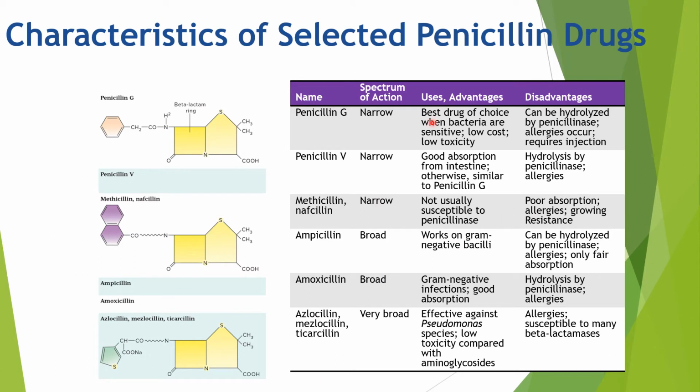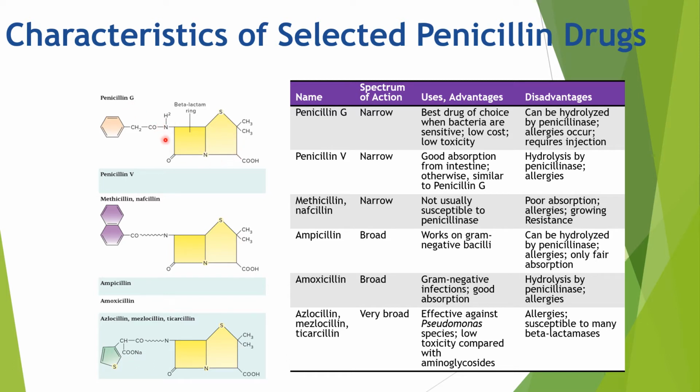So this table right here shows you a list of the penicillin antibiotics. Penicillin G and V, those were the natural antibiotics that they extracted from the Penicillium fungus. So they tend to refer to them as the first generation. And you can take a look at the penicillin G antibiotic and how it looks.